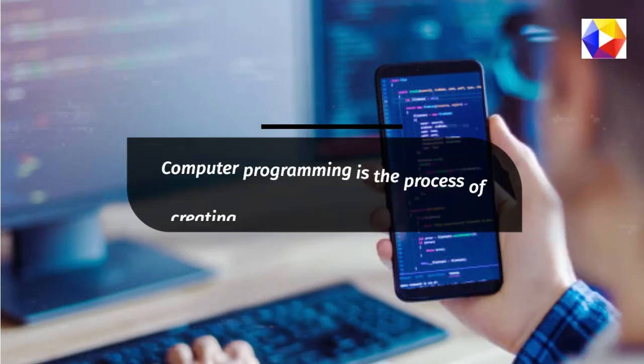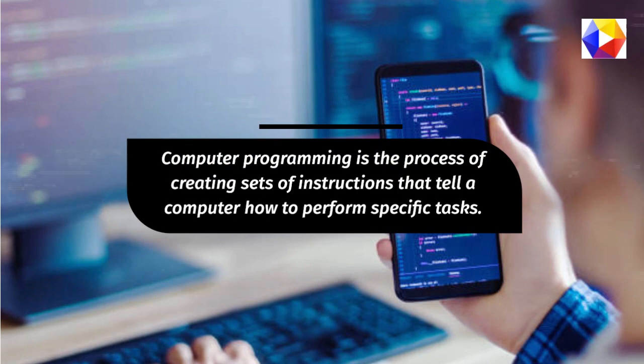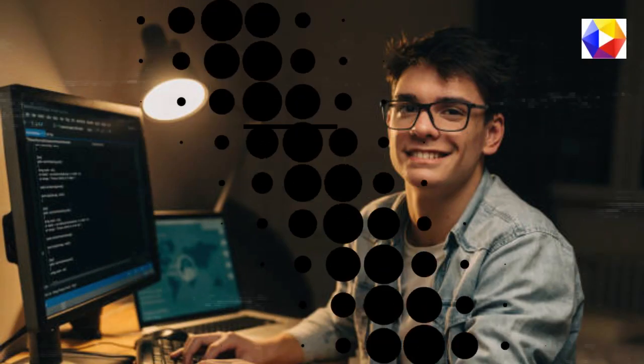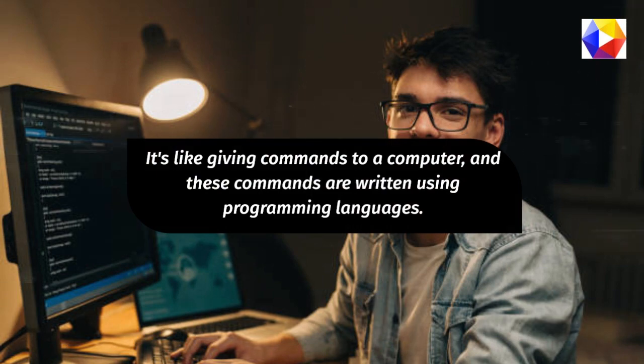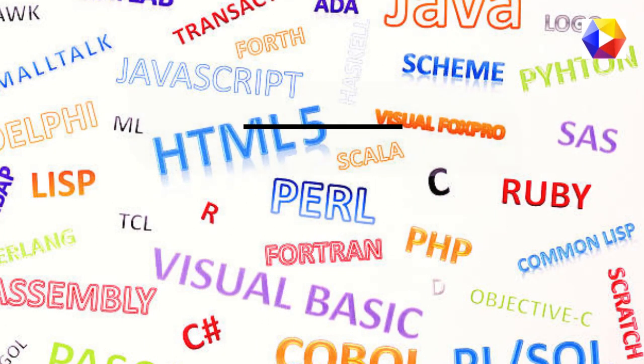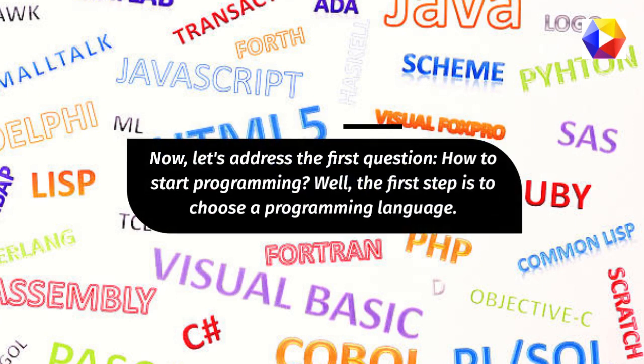Computer programming is the process of creating sets of instructions that tell a computer how to perform specific tasks. It's like giving commands to a computer, and these commands are written using programming languages. Now, let's address the first question: how to start programming? Well, the first step is to choose a programming language.